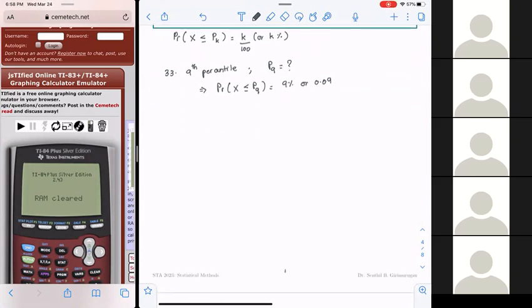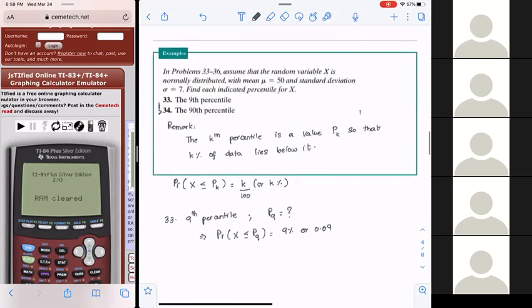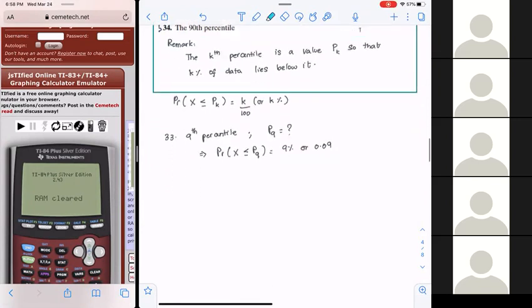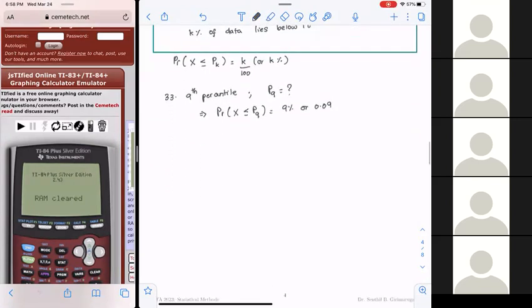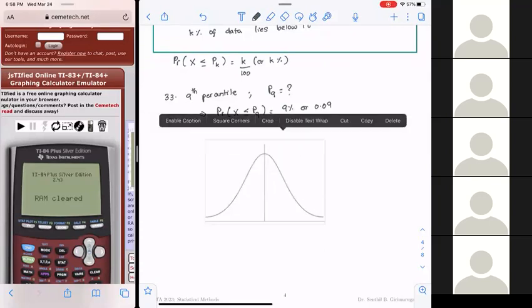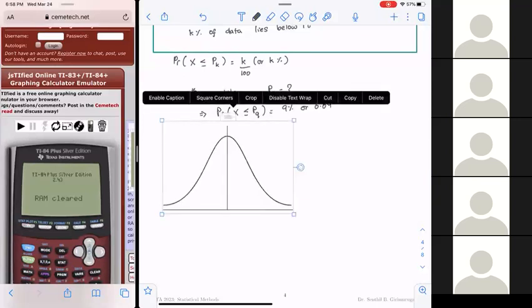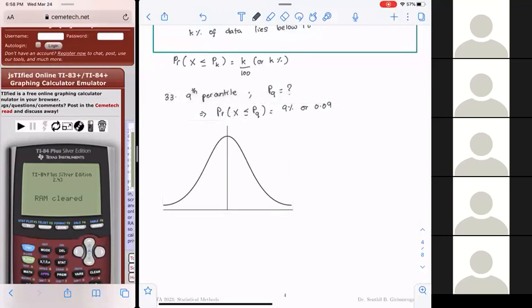So where do we start? We are given that the mean is 50 and the standard deviation is 7. Now is a good time to bring up the empirical rule that I've been referring to for a while.